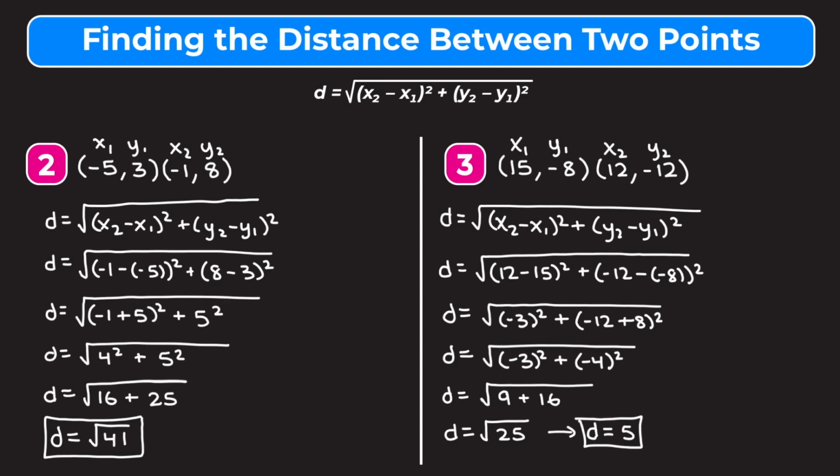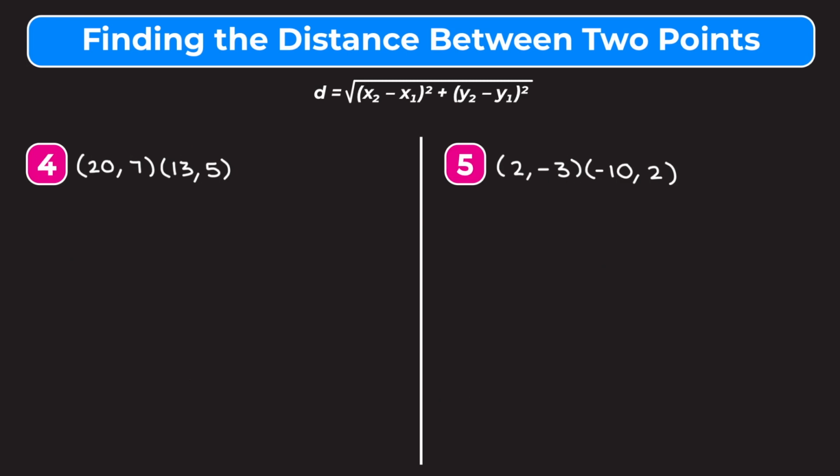Let's go through a couple more examples just to make sure we've got this down. So for these last 2 examples, I encourage you guys to pause the video and try them on your own, and then you can watch me work through them to make sure that you solve them correctly. So for example 4, we want to find the distance between the points 20, 7 and 13, 5. So let's rewrite our distance formula. And I encourage you guys to rewrite the formula as well. I think it'll help you guys memorize it more easily.